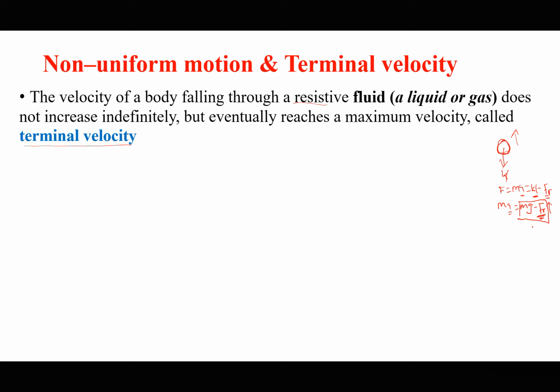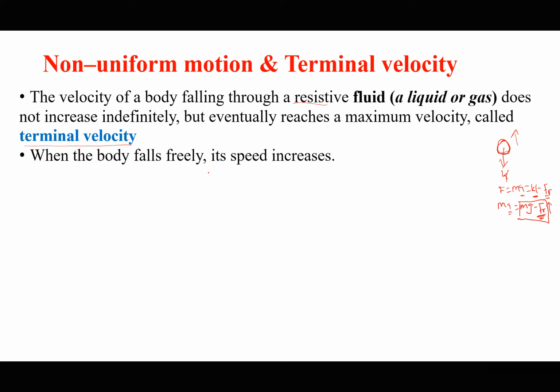So the velocity of a body falling through resistance does not increase indefinitely. Because the acceleration is decreasing, it means the increase in velocity is becoming smaller. The velocity is still increasing, but at a smaller rate until a point where it can't increase any further. That's the point where the acceleration is going to become zero and the velocity is going to become constant. So eventually it reaches a maximum velocity, which we shall call the terminal velocity.